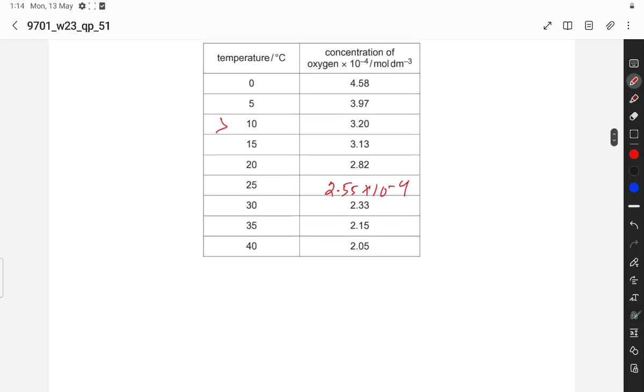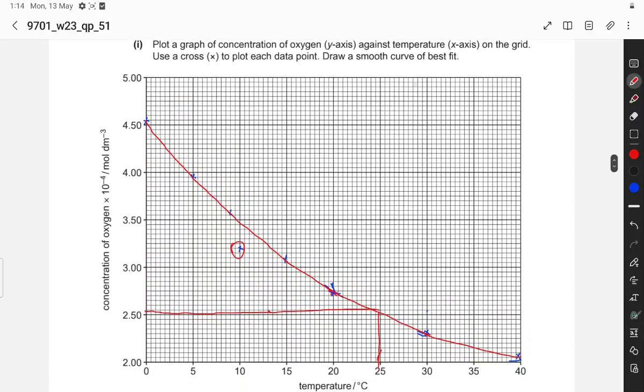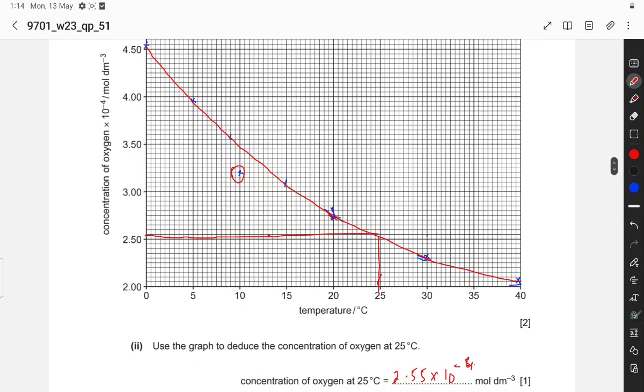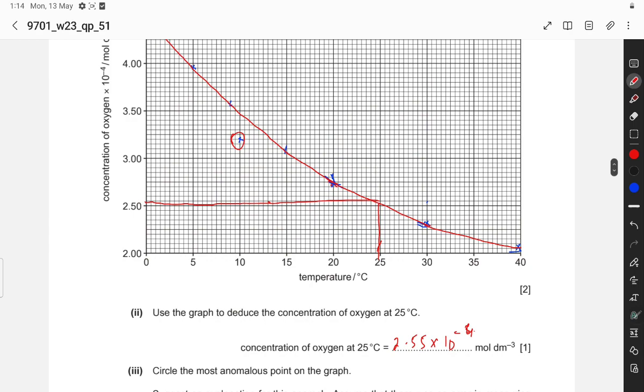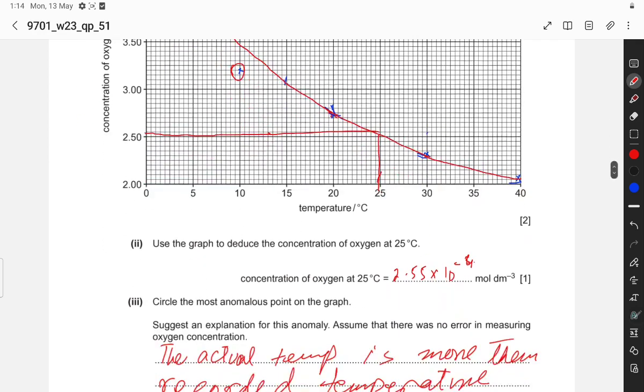At 0, 4.58; at 5, 3.97; at 10, 3.20; and at 15, 3.3. By plotting this graph, plot a graph of concentration of oxygen on the y-axis against temperature on the grid. Use a cross to plot each data point. Draw a smooth curve of best fit. So this is the graph, and 2.50 × 10^-4 over here.